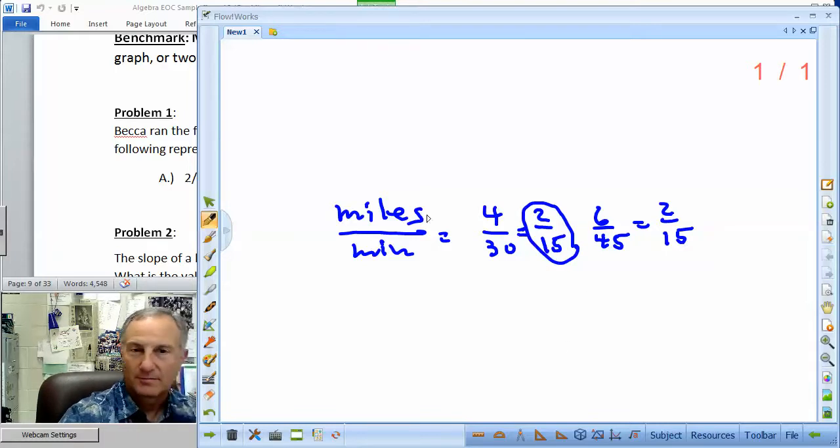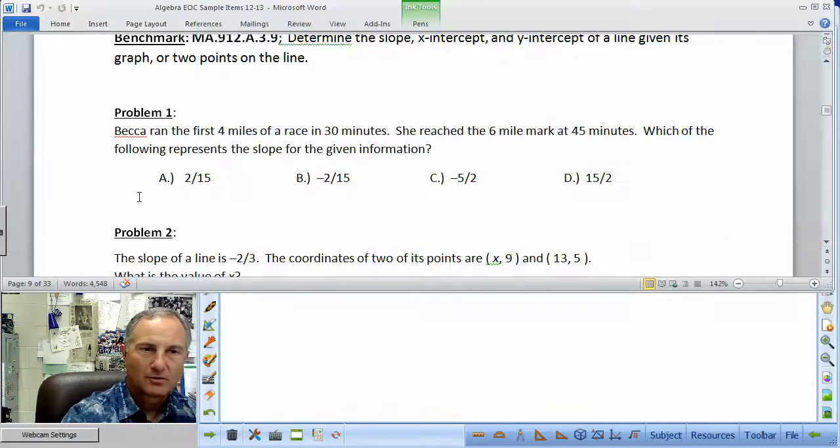Now, if it was minutes in a mile, then it would be flipped, but miles per minute, like miles per hour, 2/15. When you look back over here, that's answer A. Okay, I think that was wrong on the answer sheet. It should be A.